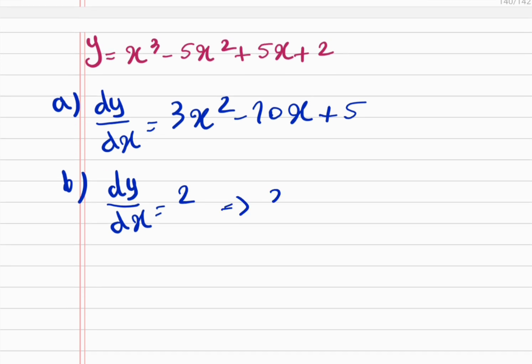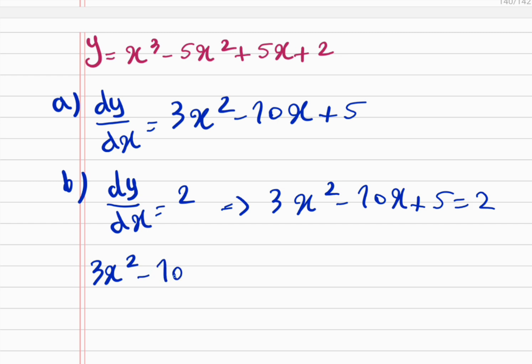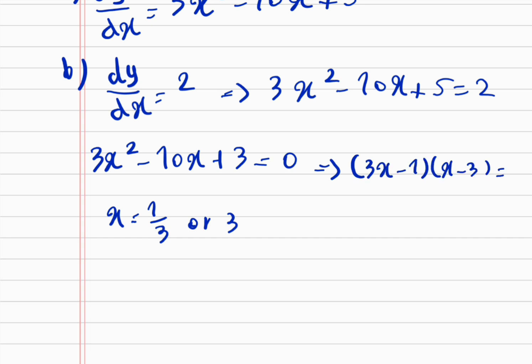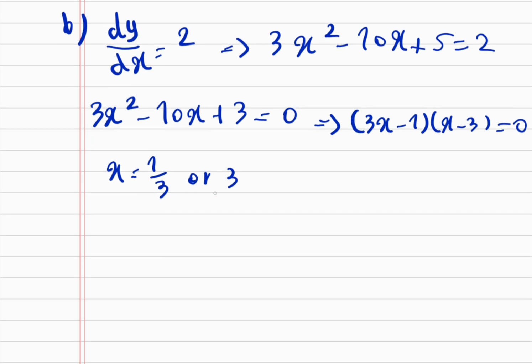So we first solve 3x squared minus 10x plus 5 is equal to 2. And we are going to have the quadratic equation 3x squared minus 10x plus 3 is equal to 0. So if we solve this quadratic, we can factorize or just use the quadratic formula. The solutions of the quadratic are going to be a third or 3. We can write down the factorization, because that factors to 3x minus 1 times x minus 3 is equal to 0. So we get these two solutions.